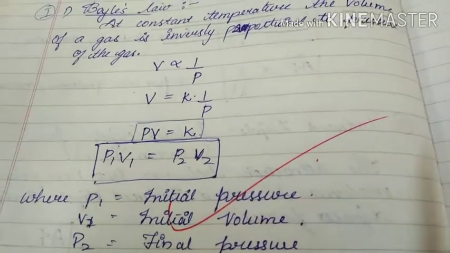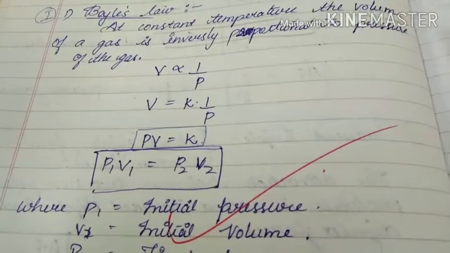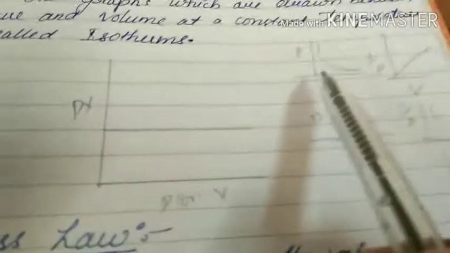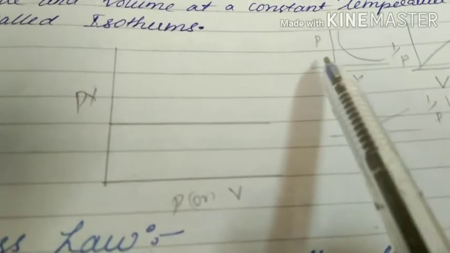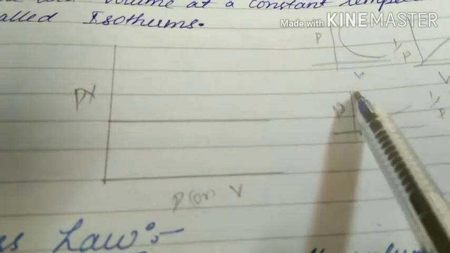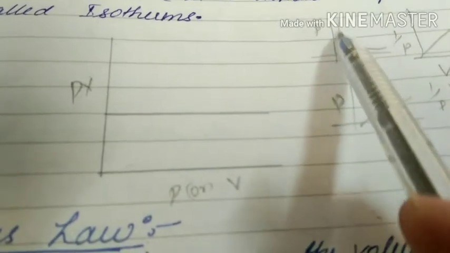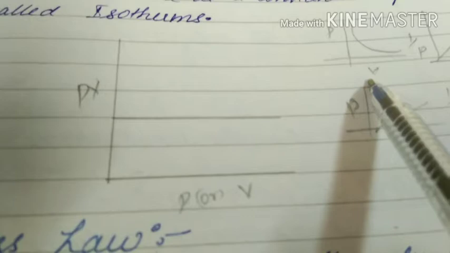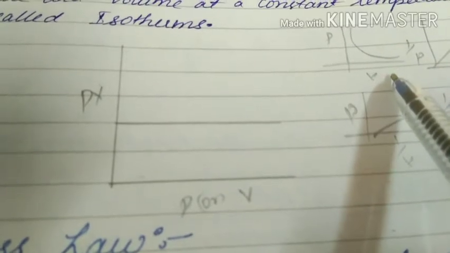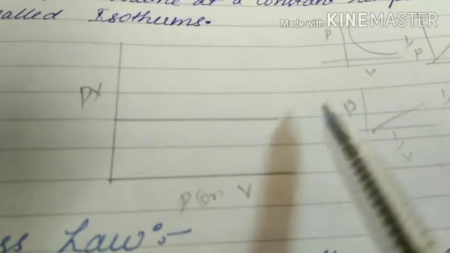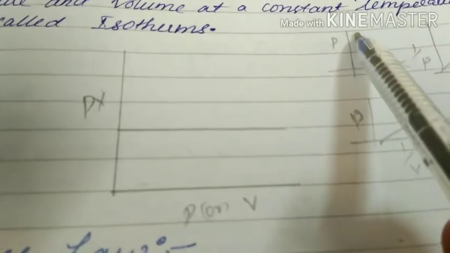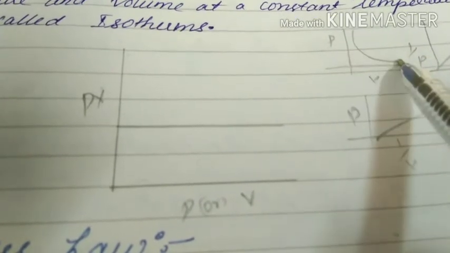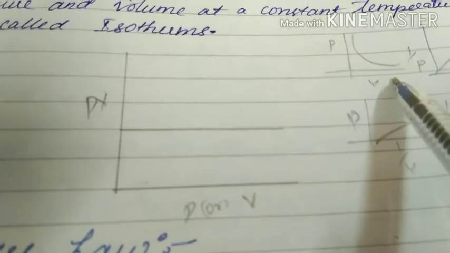Next, there are some more points regarding this one. If you draw the graph between pressure and volume, this graph indicates an inverse relation, because if volume increases, pressure decreases. See, this is the curve. This curve indicates that pressure is inversely proportional to volume.